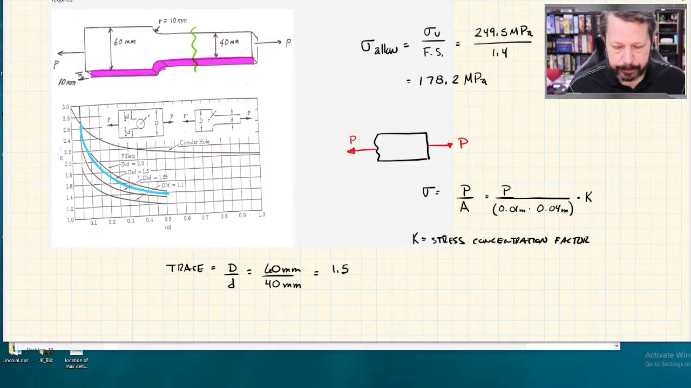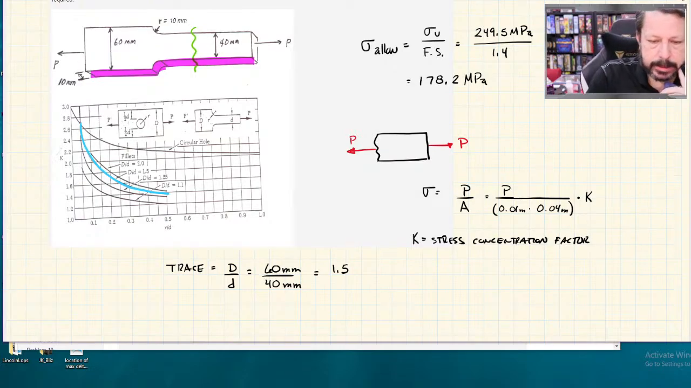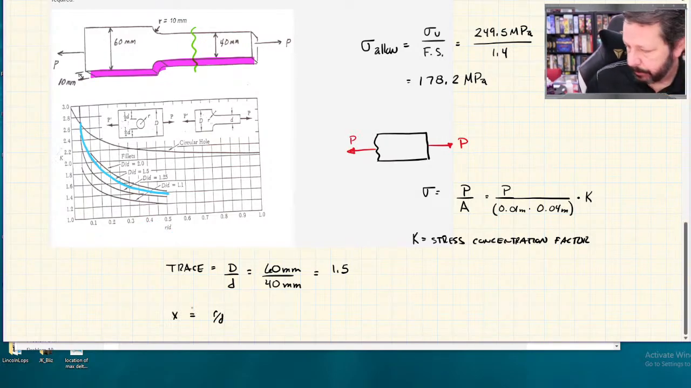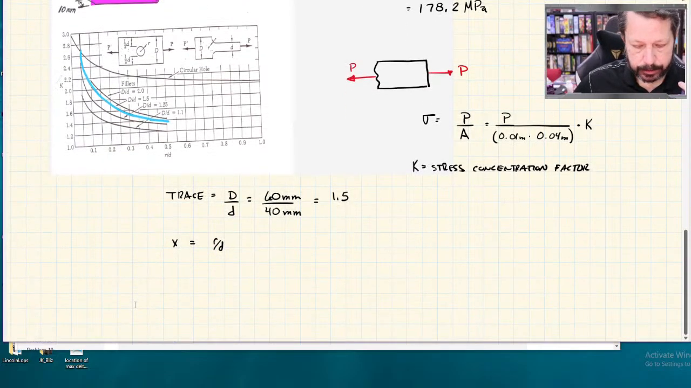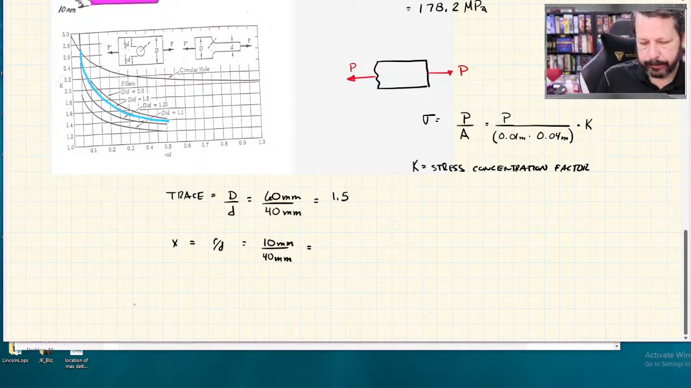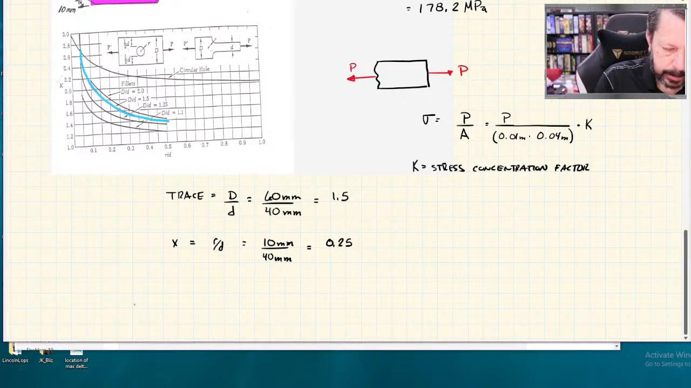Okay. So I'm on the line I colored blue. Then I figure out where I am on my x-axis. For me, I have the ratio of R over D. That's going to be my x position. My fillet is shown to be 10 millimeters. Lowercase d is 40 millimeters. So 10 divided by 40 is 0.25, and that's going to get me to right here.